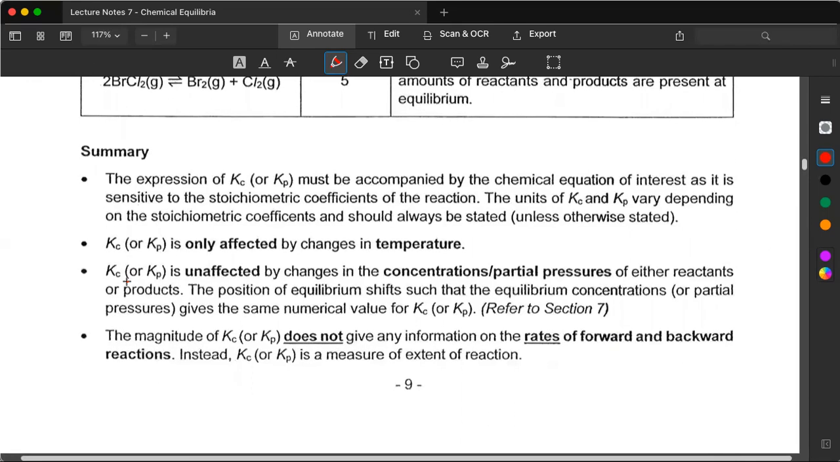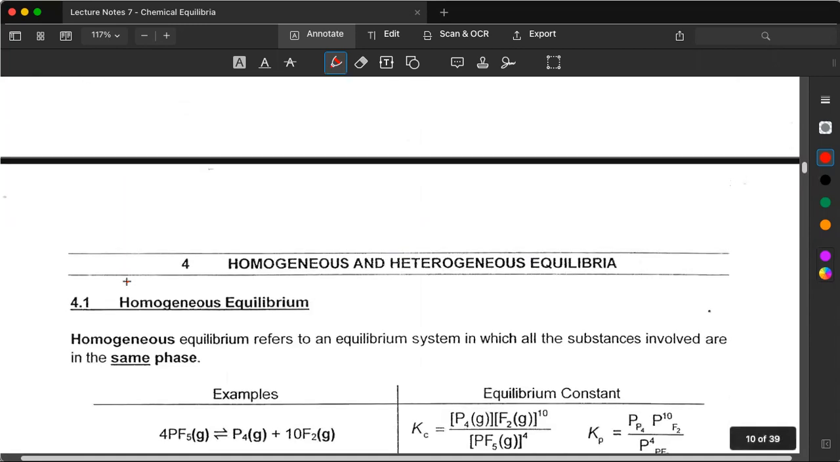The magnitude of Kc or Kp does not give any information on the rate of forward and backward reaction. Please do not think that way. It doesn't. It just tells you the extent of reaction. It doesn't tell you the rate is faster. No, you have to look at kinetics for that and not at this. All right.